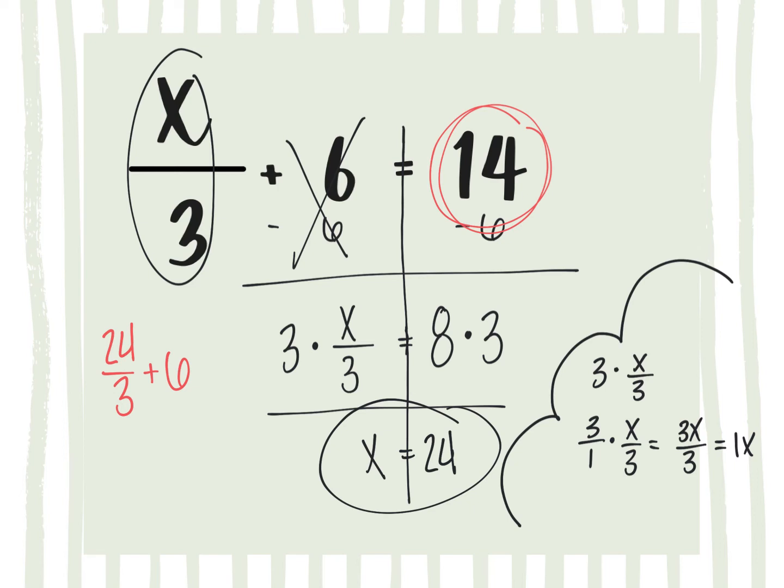So 24 over 3 is the same as 24 divided by 3, which in this case is 8. And 8 plus 6 equals 14. So that tells me I've solved correctly, and x does equal 24. Let's try another.